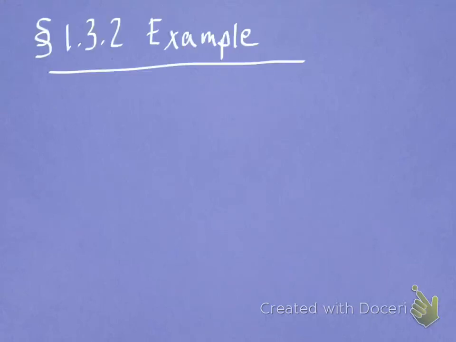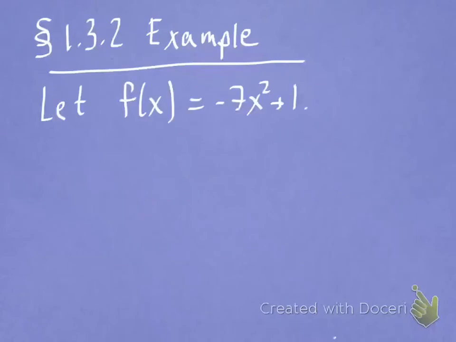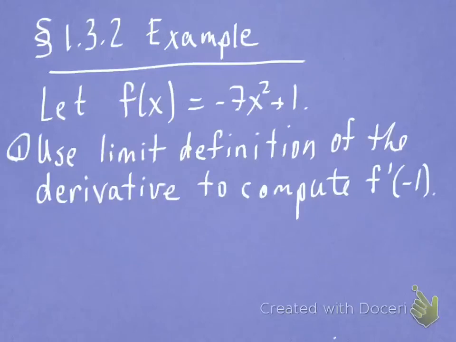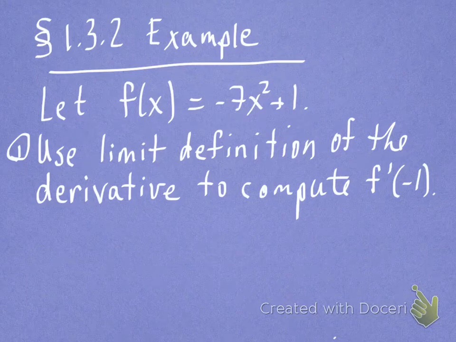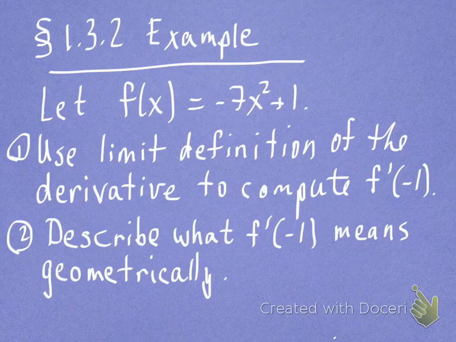This is the second video for section 1.3. So we're going to do an example of using the limit definition to calculate the derivative at a point. Let's let our function f of x be negative 7x squared plus 1. So what I'd like to do is use the limit definition of the derivative to calculate f prime of negative 1. And I'd also like to describe what f prime of negative 1 means geometrically.